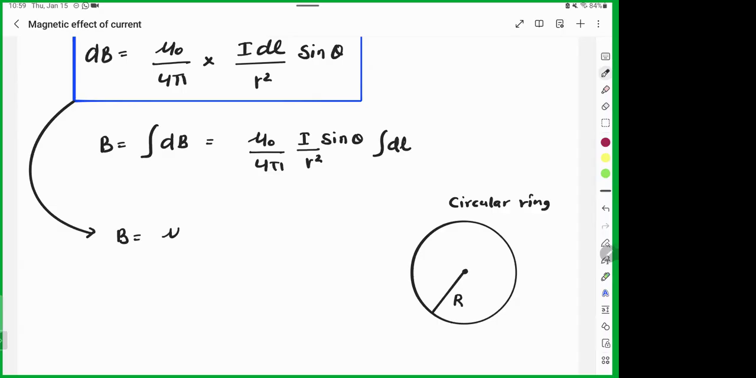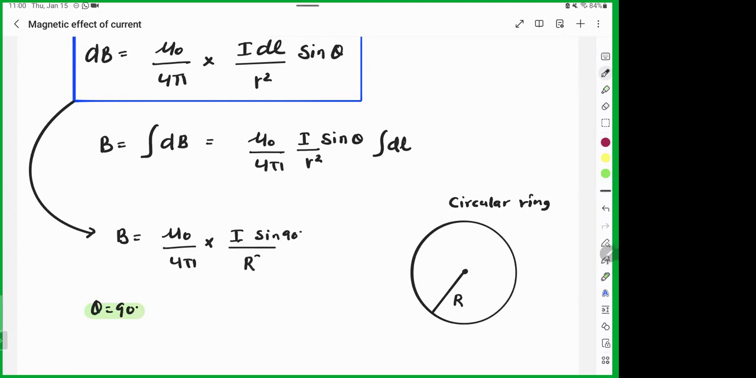So mu naught upon 4 pi is constant. You have I current, sine theta. In this case, theta will be 90 degrees, perpendicular to each other. Most of the time, if nothing is given, you will always consider the angle 90 degrees because here it will be perpendicular. Compared to this rod or pen going inside the ring, it is perpendicular. So sine 90.